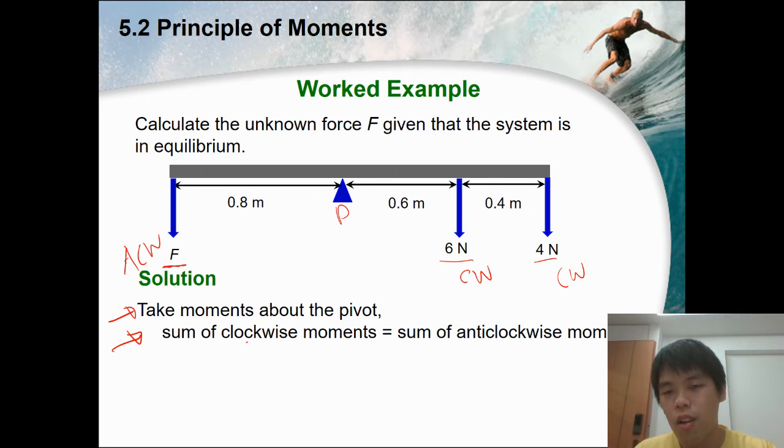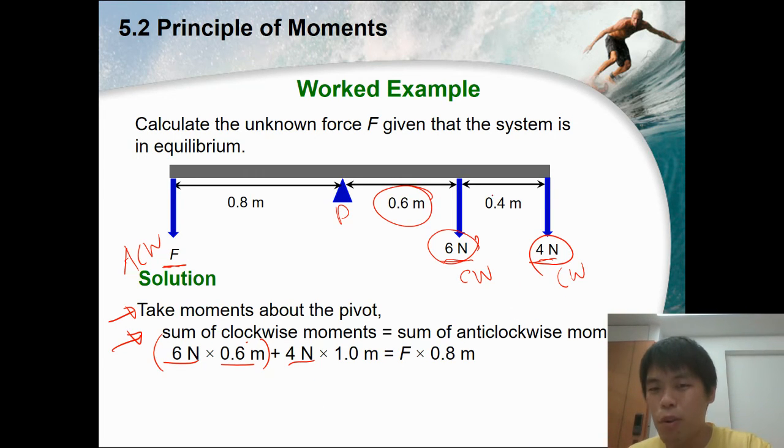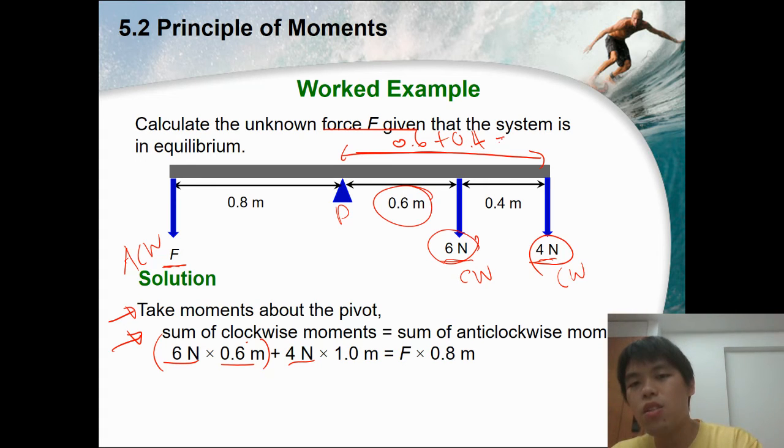Clockwise first, clockwise is here, 6 and 4. So 6 times 0.6. Why? Because this is one pair, perpendicular distance, remember? 6 times 0.6 plus 4 times? Is it 0.4? No, remember, must be from the pivot. So it's 0.6 plus 0.4, which gives us 1 meter. So this is 1 meter here. You do the math to get the sum of the clockwise moment.